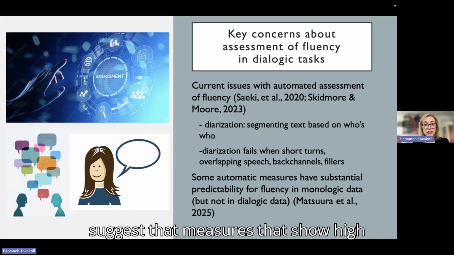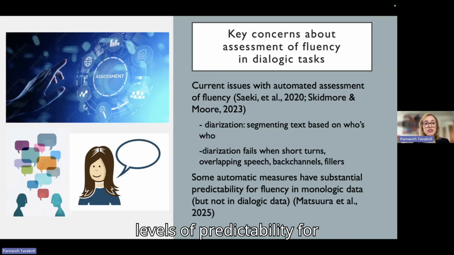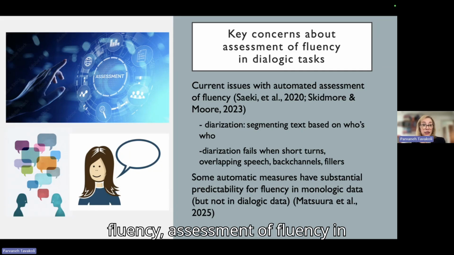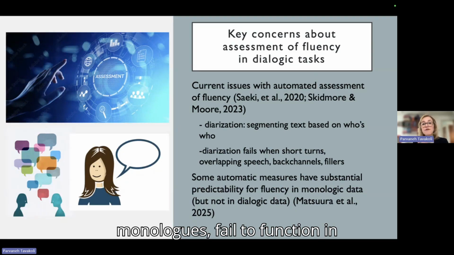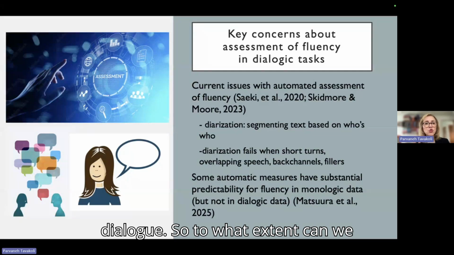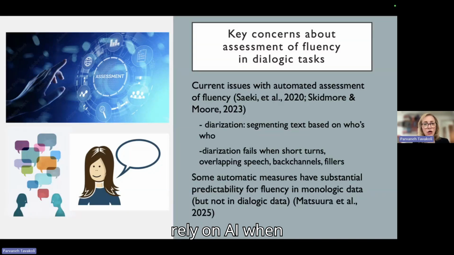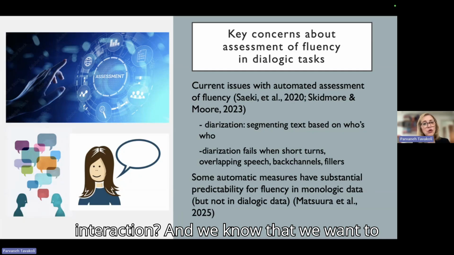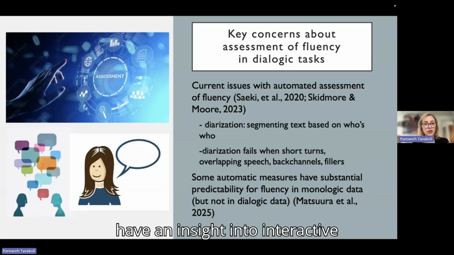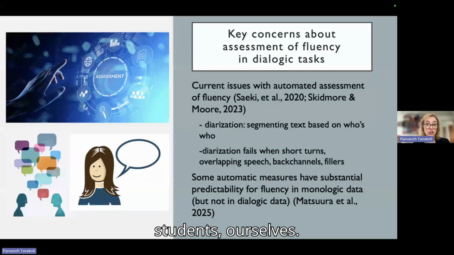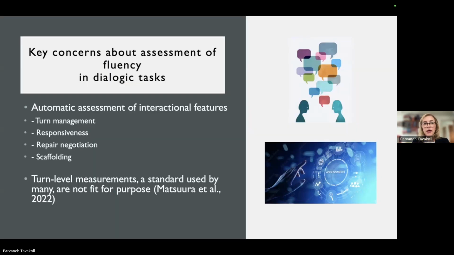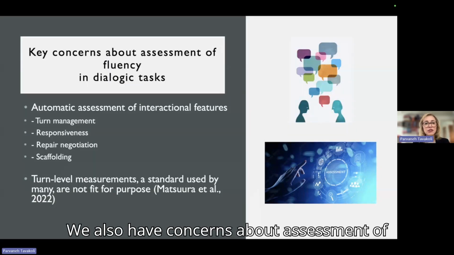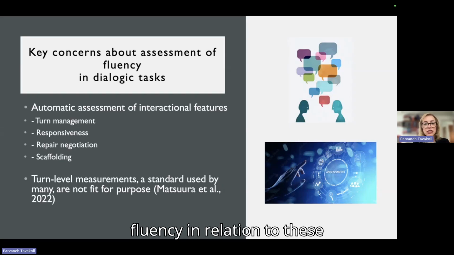Some other researchers suggest that measures that show high levels of predictability for assessment of fluency in monologues fail to function in dialogue. So to what extent can we rely on AI when we assess fluency in interaction? And we know that we want to have an insight into interactive abilities of our students ourselves. We also have concerns about assessment of fluency in relation to these interactional features of speech.